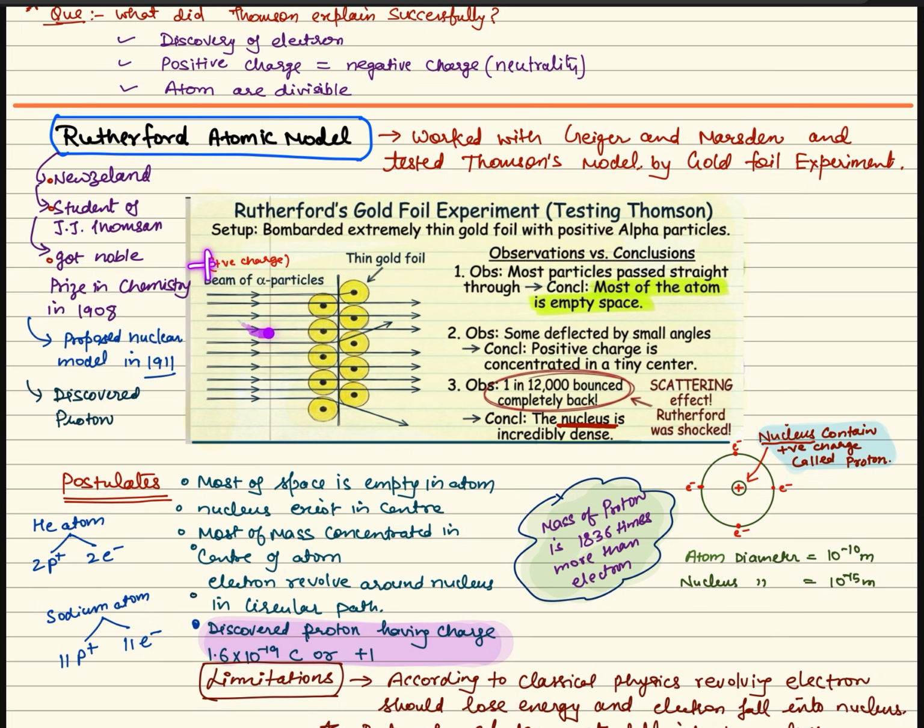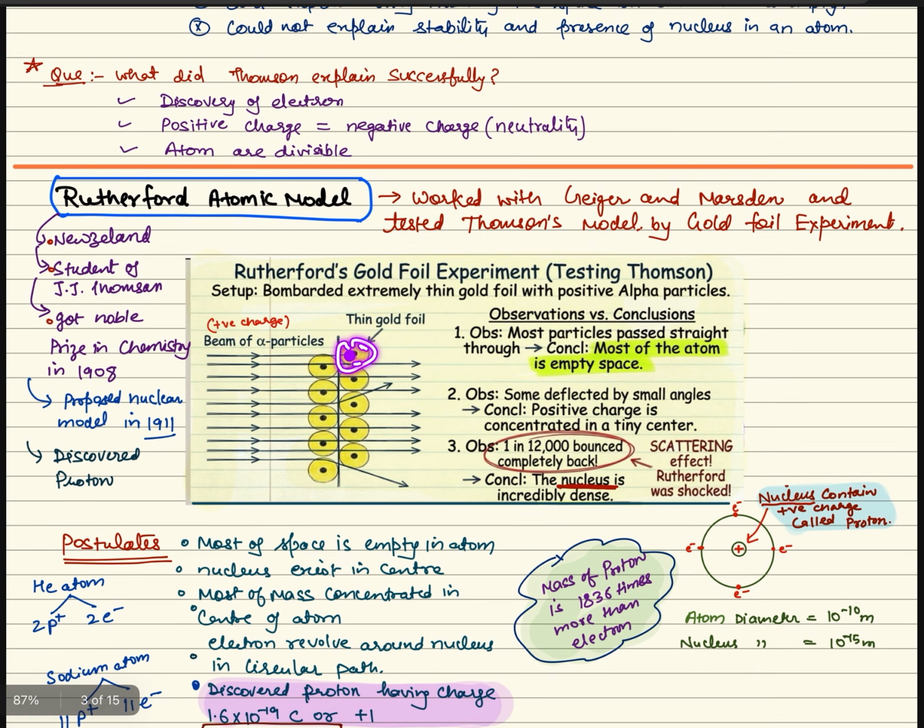Alpha rays are positive charge particles. And Thomson said that inside the atom there is a continuous positive charge, and electrons are just embedded in this positive charge. So when the positive rays were passing through this gold foil, he got 3 observations, and then he made the conclusion from these 3 observations. So what was the first observation? Most of the particles passed in a straight line. It means he got to know that most of the atom is empty. That's why the particles are going in a straight line, isn't it? So the first conclusion he got is that most of the atom is empty.